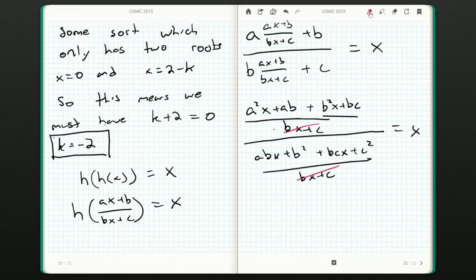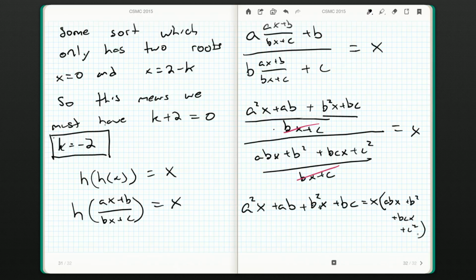Those ones will cancel out. And we can multiply by abx plus b squared plus bcx plus c squared. We multiply that by x. And we're left with a squared x plus ab plus b squared x plus bc is equal to x times abx plus b squared plus bcx plus c squared.